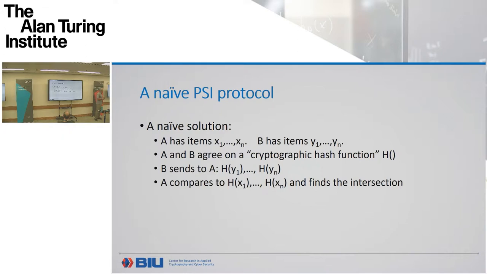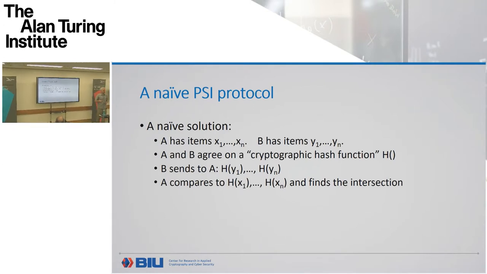And this seems secure because the hash function is one way. So if you see the hash of y, you cannot reverse the computation. So this seems secure and it's very efficient. The problem with this approach is that the items might come from a relatively small domain. Consider, for instance, that the items are IP addresses. There are only 2 to the 32 options for each value. So when Alice receives these values, she can just compute the hash of each possible IP address. This will take her probably less than a second. And then she just compares them to the values that Bob sent, and she'll know Bob's set.